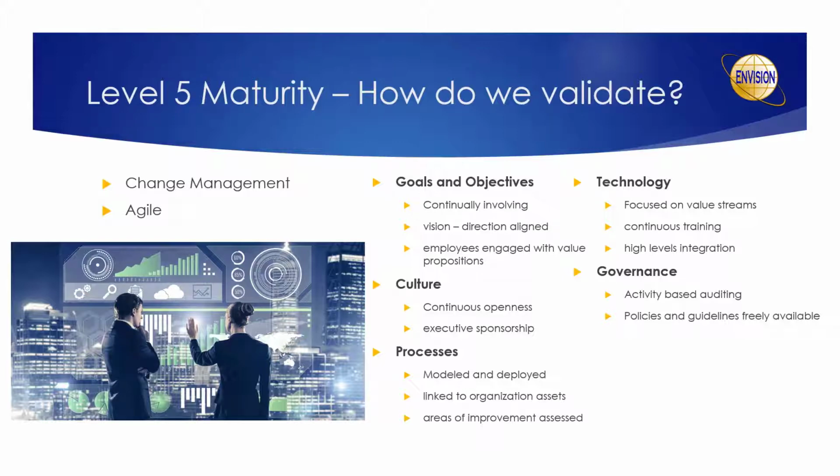Level 5. Validation. Goals and objectives. Our employees do understand the organization value streams and their role in contributing value. Culture. There is continuing sponsorship from senior management for an agile organization. We have proven that our internal communications are adequate for a culture of continual improvement. Processes. Our processes are fully modeled and linked to our capabilities, systems, and value streams. Regular peer reviews are scheduled to make sure that processes are being re-evaluated for effectiveness.